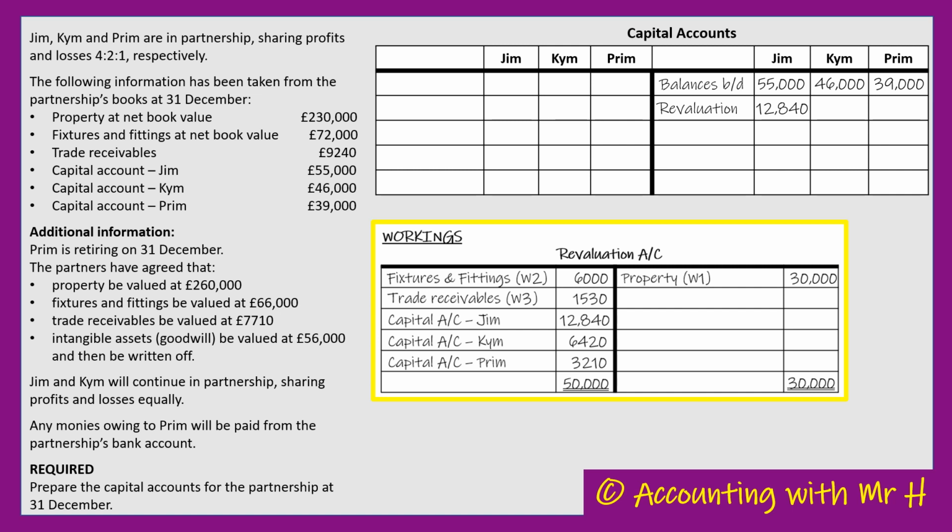And then Kim 6,420 and Prim 3,210. So I've basically increased each of their capital balances by a share of the net revaluation figure. And then that's literally the double entry: debit the revaluation account and then credit the capital account. But remember, as I said a moment ago, it is possible that in a revaluation account, you could have ended up with the capital account figures on the credit side, in which case they would obviously then be on the debit side in the capital accounts.